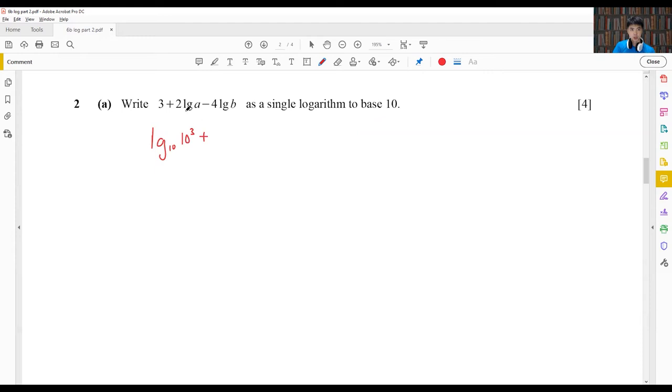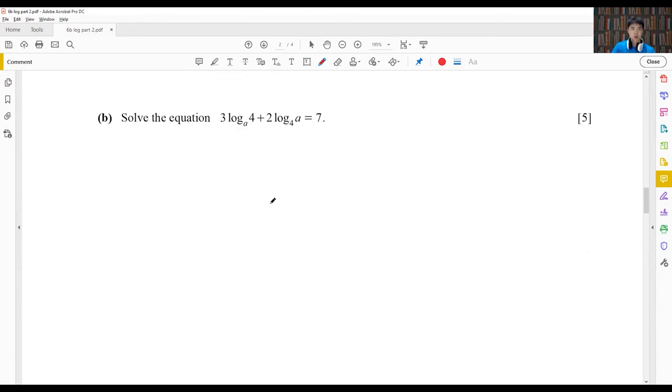We will just change it so that we bring the 2 to the power: log of a squared, minus 4 brought to the power: log of b to the power of 4, right? Now, to combine them using the rules, plus will become times and minus will become divide. 10 cubed is going to be 1000, plus a squared, so it's times a squared over b to the power of 4. This is dividing, right? Then this will now be just a single logarithm. Okay, and we'll be done with this question here.